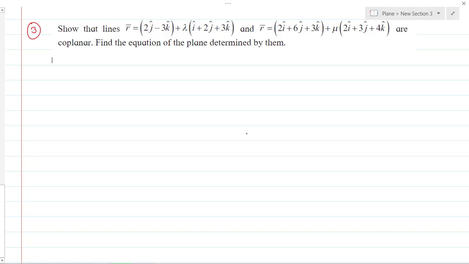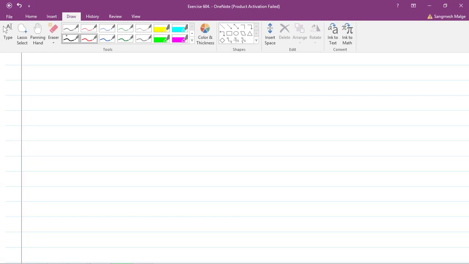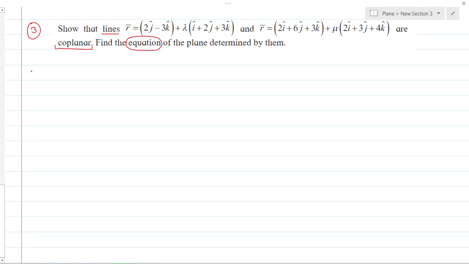Okay, show that the first line and the second line are coplanar, and again we have to find the equation of the plane. It's a very simple question. If you remember, two lines are coplanar if and only if (a2 bar minus a1 bar) dot (b1 bar cross b2 bar) equals 0.